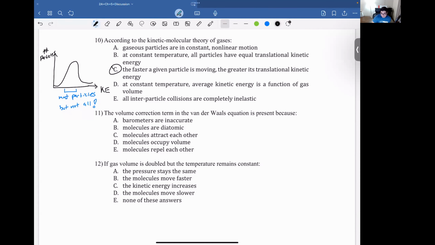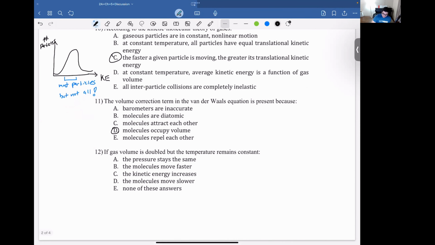Intuitively, with the name, the volume correction term in the van der Waals equation is because molecules occupy a volume, so they can't overlap with each other. That is what the correction term does. They're not infinitely small particles, they occupy some space, and that affects how they interact and where they will be in relation to each other.